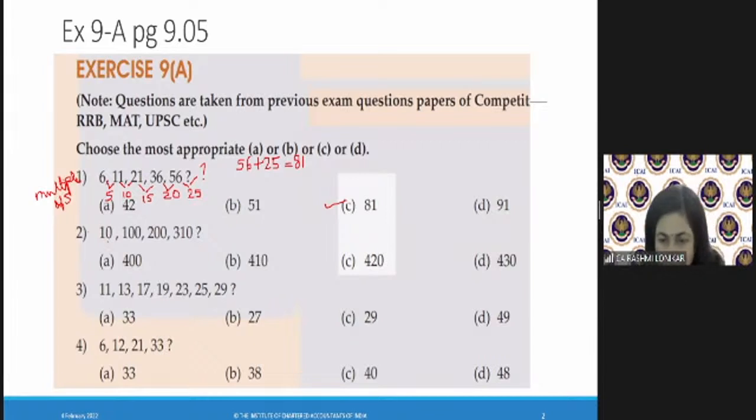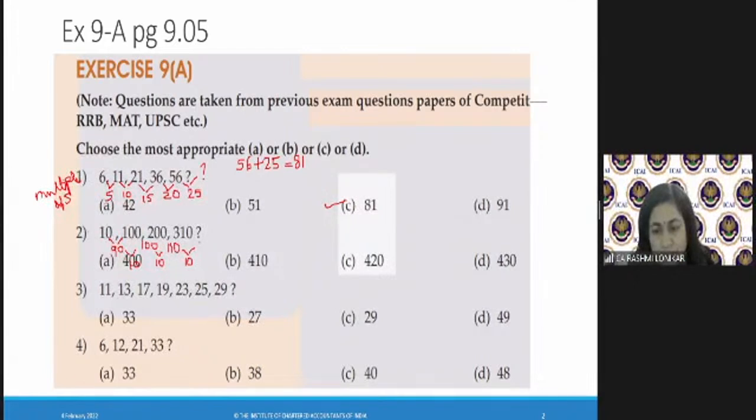What is the difference here? This is 100 minus 10 is 90. 200 minus 100 is 100. 310 minus 200, 110. Can you see what is happening over here? So we go to one more step. What is the difference? 100 minus 90, 10. 110 minus 100, 10. So what should happen here? The difference should be 10.